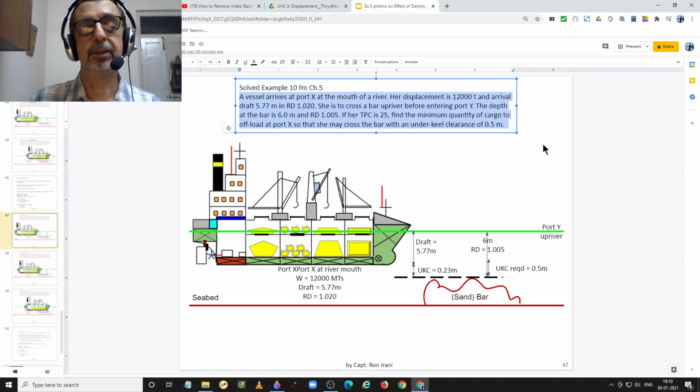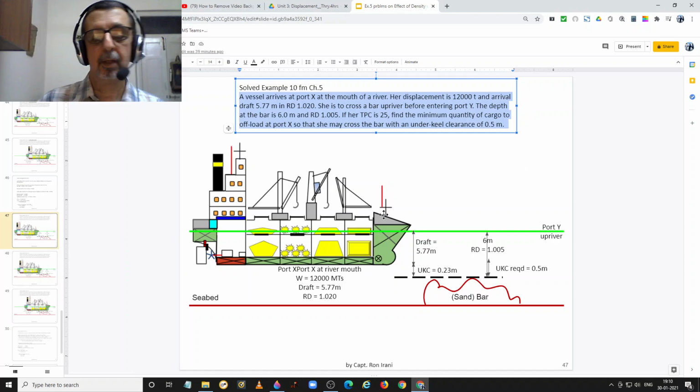She has to cross a bar upriver before entering port. The depth at the bar is 6 meters and the relative density is 1.005. If her TPC is 25, find the maximum quantity of cargo to offload at port X so that she may cross the bar with an underkeel clearance of 0.5 meters. This is the actual problem, example number 10 from chapter 5 in Captain Subramaniam's textbook.